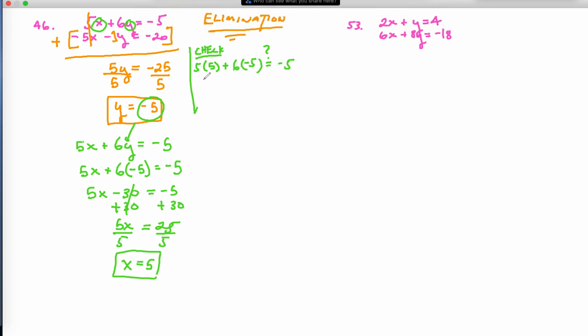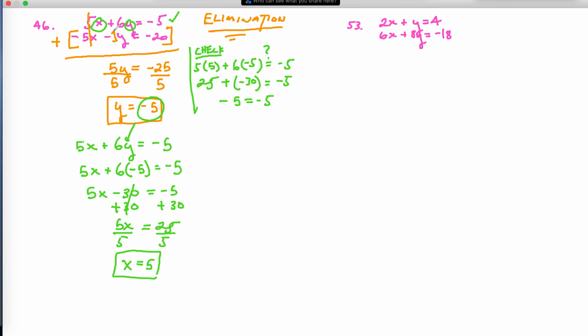Let's see. 5 times 5 is 25, plus negative 30 or minus 30, whatever you want to say. Does that equal negative 5? Yes. 25 minus 30 is the same thing as 25 plus negative 30, which is negative 5. Negative 5 equals negative 5. And it works for the top equation.